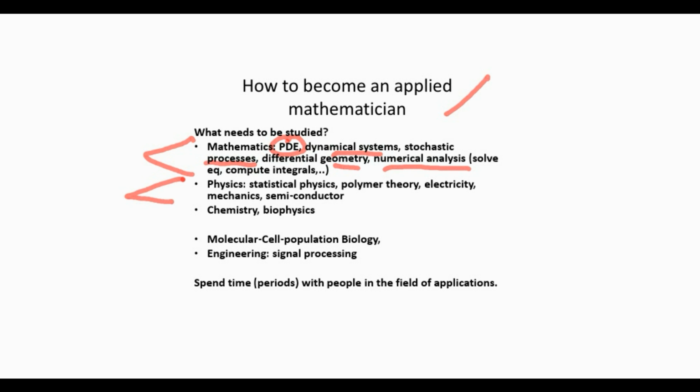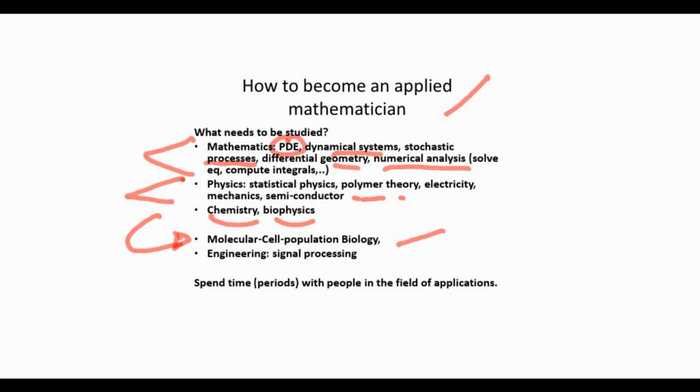Statistical physics, polymer physics, electricity, mechanics, semiconductors. I mean, all of the classical physics and quantum mechanics, all of this physics is fundamental to know at least the basis. Of course, chemistry and biophysics at different levels. And of course, biology can also be learned, although it is not necessary as the background. But if somebody wants to go into applied math in biology, molecular, cellular to population biology are very relevant.